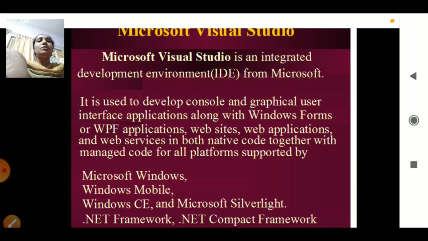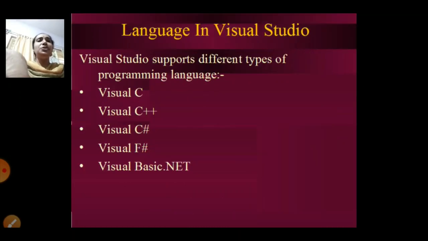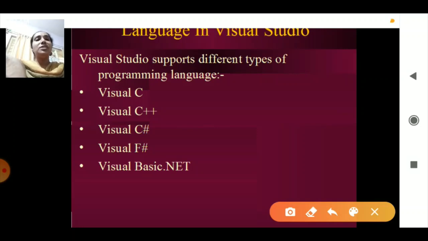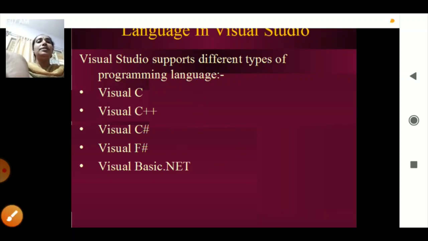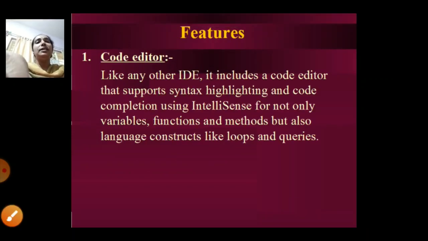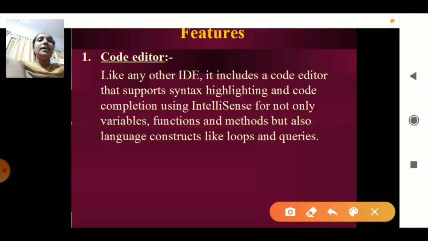In this Microsoft Visual Studio, you have the languages which are built in. Okay, the languages are Visual C++, C sharp, Visual F sharp, then you have VB .NET, which is present in this Visual Studio. Okay, all these are the different languages which are supported by Microsoft. Okay, even it has, as I said, the code editor.